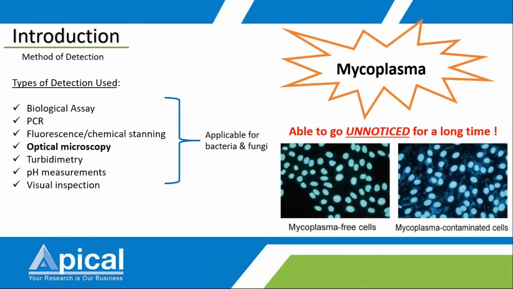Microbial contamination must be detected as early as possible. This usually depends on the nature of the microbe itself. Some of the detection methods are biological assay, PCR, fluorescent or chemical staining, and optical methods. Most of these detection methods are only suitable for bacteria and fungus. This is not the case for Mycoplasma, because Mycoplasma can go unnoticed. We cannot detect Mycoplasma visually, so they can go unnoticed for a very long time. The image at the bottom shows Mycoplasma-free cells and cells that have been contaminated with Mycoplasma.